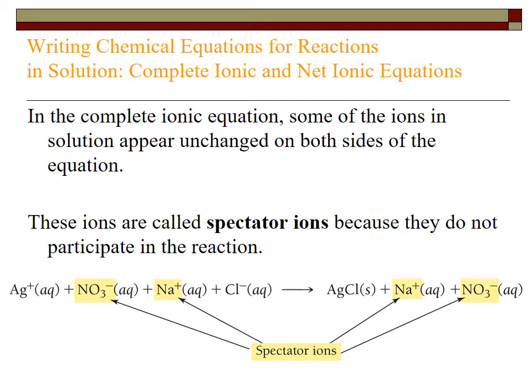In a complete ionic equation, some of the ions in the solution appear unchanged on both sides of the equation. Okay, so we see ions that mirror one another on the right-hand side and the left-hand side. We call these particular ions spectator ions.